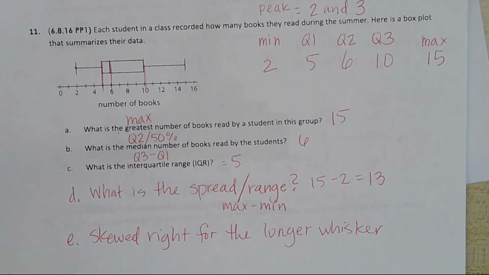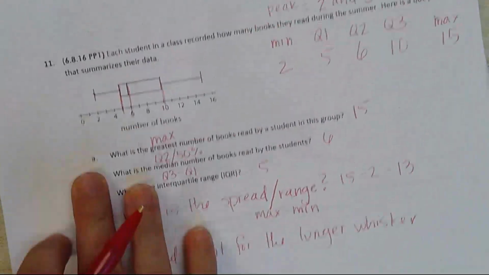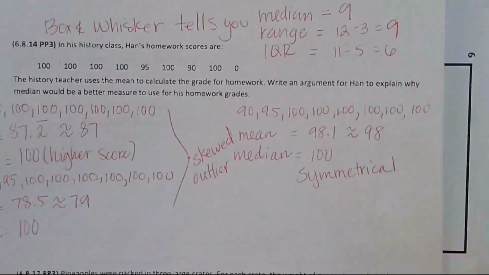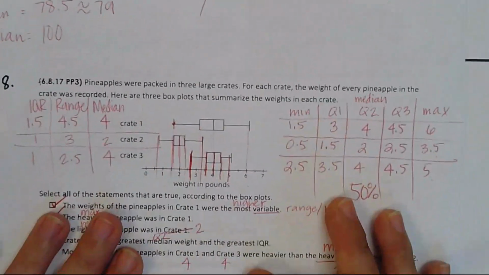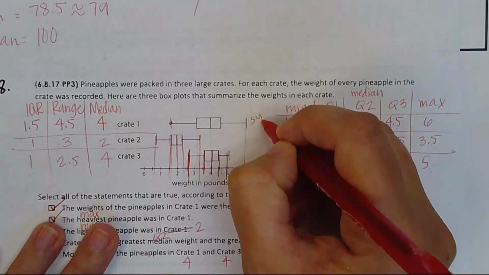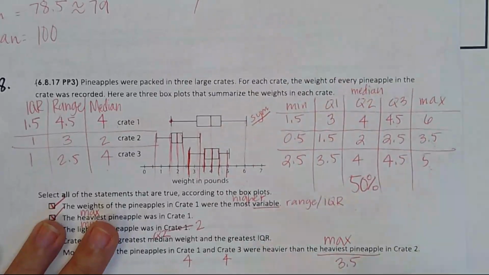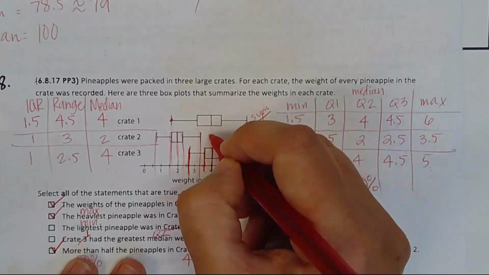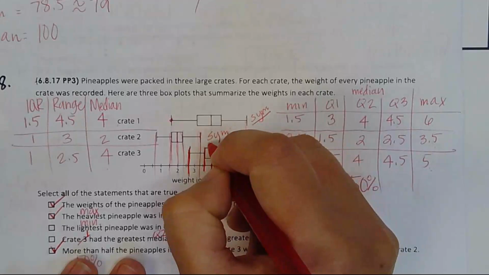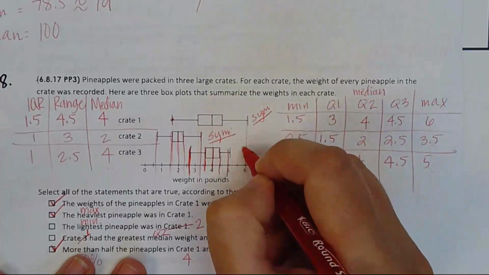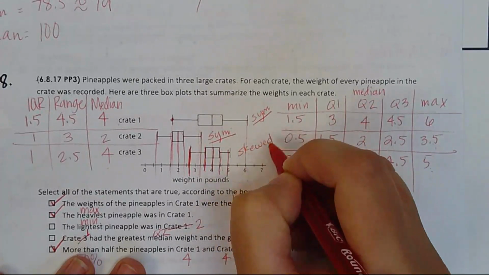Okay. All right. So once you have that written, look back at 8 real quick. You don't have to write it down. I just want you to tell me. Look at the whiskers on crate 1. There you are. They're about the same. So that's pretty symmetrical. What about crate 2? That's pretty symmetrical. But crate 3, skewed left.